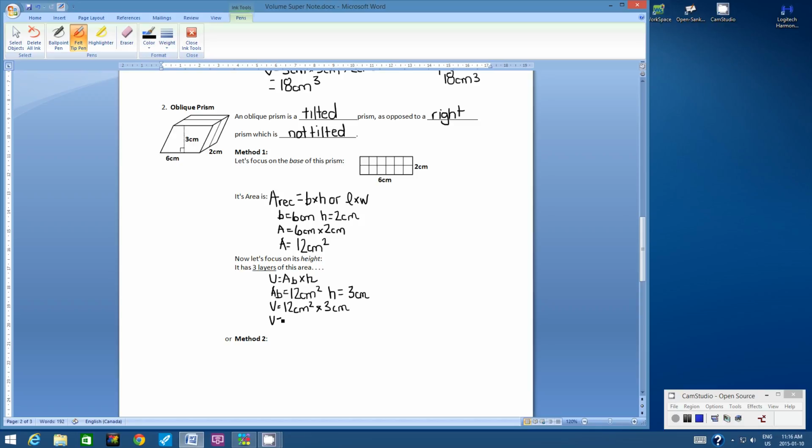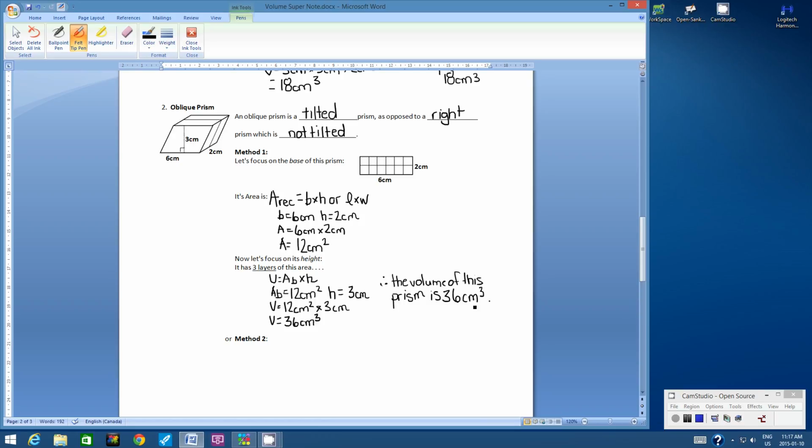And our calculation line, 12 times 3 is 36. And remember, when we're talking about volume, the units are always cubed. So we've calculated the volume, which is what our initial goal was. So let's write our therefore statement. Therefore, the volume of this prism, we could have called it oblique prism. The volume of this prism is 36 centimeters cubed. Don't forget your units.